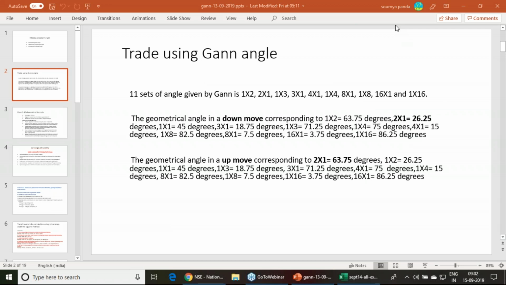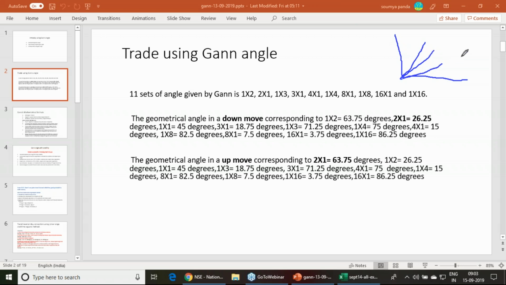So what is the Gann angle method? In Gann angle you have 11 trend lines. The broad idea WD Gann derived is that there are 12 months in a year. So if we can break this entire year into 12 segments, he wanted to break this particular price-time chart into 12 segments. So he innovated 12 trend lines.